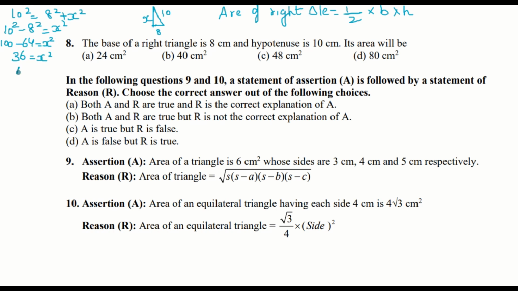Square root of 36 is 6 centimeter. So the length of the missing side is here 6. It's equal to 6 centimeter. And let's find the area of this right triangle. The base is 8 and the height we found as 6. And cancel it. So 4 sixes are 24 centimeter square.